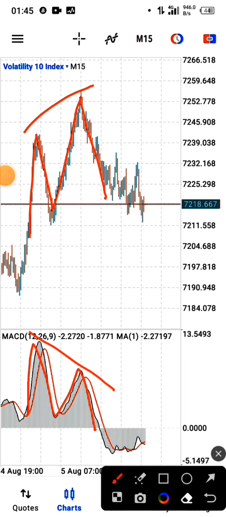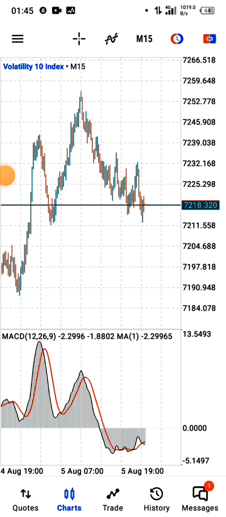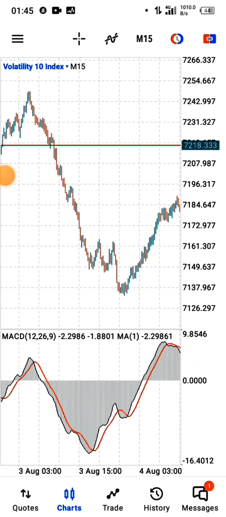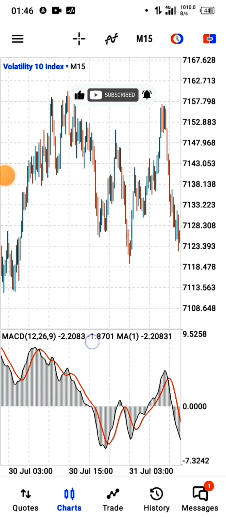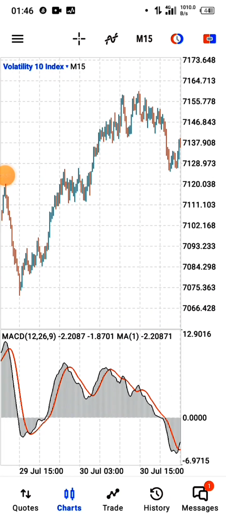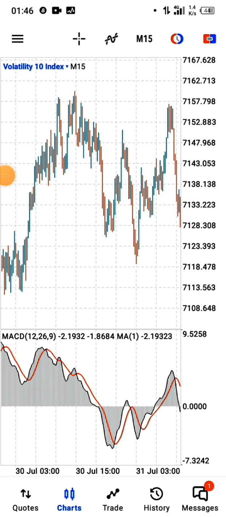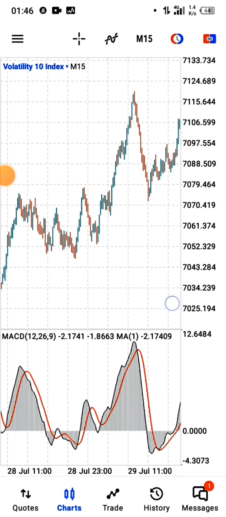This is called regular divergence, and there's also what is called hidden divergence. Let me see if there's an example over here. So that's a divergence again, but it's still regular divergence. I want to see where there is hidden divergence, so that I can show you a typical example of what it looks like, but I'm not able to see any over here.